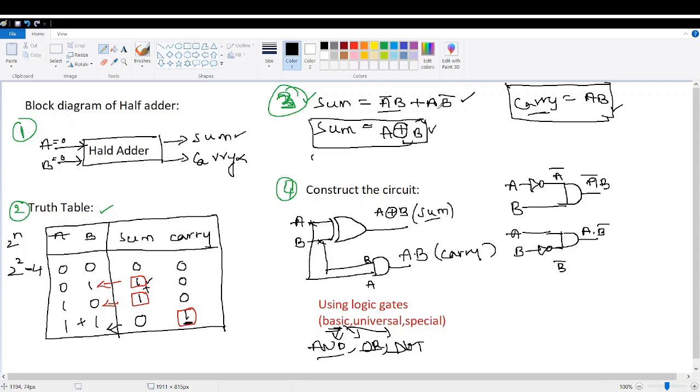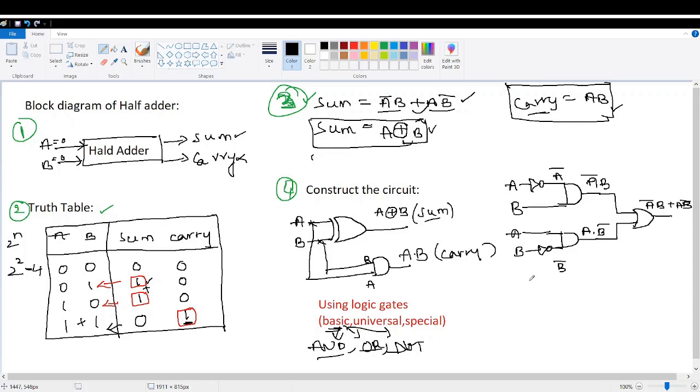Now this term is ready, this term is ready. We have to combine these two terms using an OR gate over here. Plus means OR gate. So let me take these two signals, drag them, and use an OR gate. As we already know, this is the symbol of my OR gate. So this will give you A bar B plus this term. What is this term? A B bar. Okay, we have constructed the sum expression.